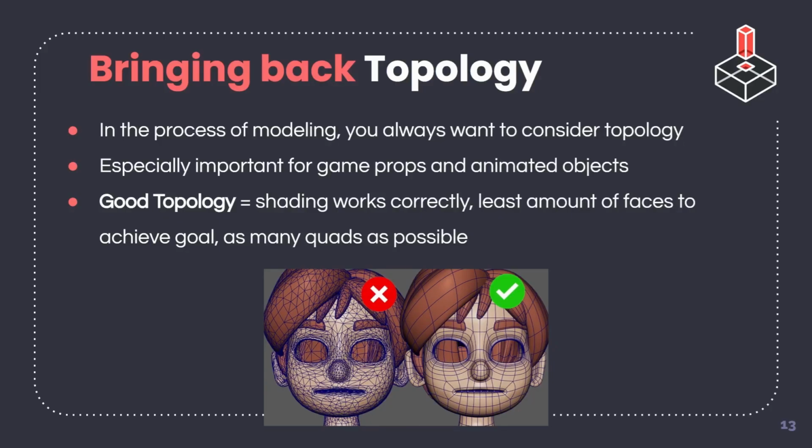Okay, this is something that we talked about last workshop, but it is super, super important to bring it up now, because when you made your model, assuming that you're following this amazing step-by-step process, you are now facing the topology that you made is something that you have to contend with and deal with. So in the process of modeling, you always want to consider topology. It's especially important for game props and animated objects. With good topology, your shading is going to work correctly, and it's going to have the least amount of faces needed to achieve your goal with as many quads as possible.